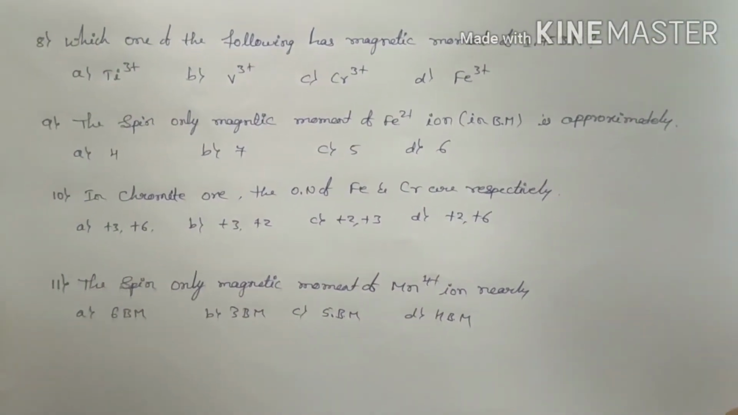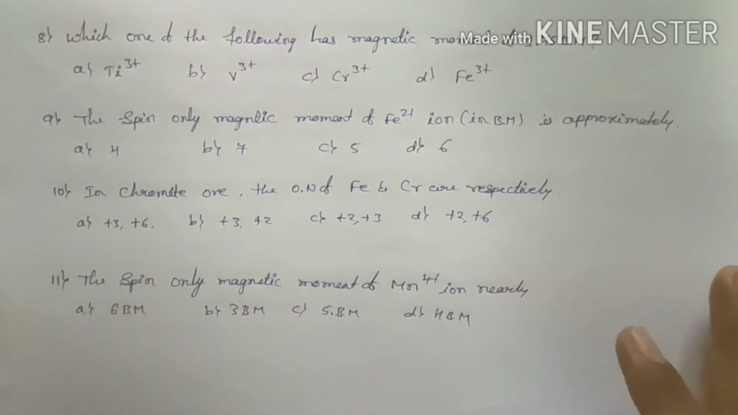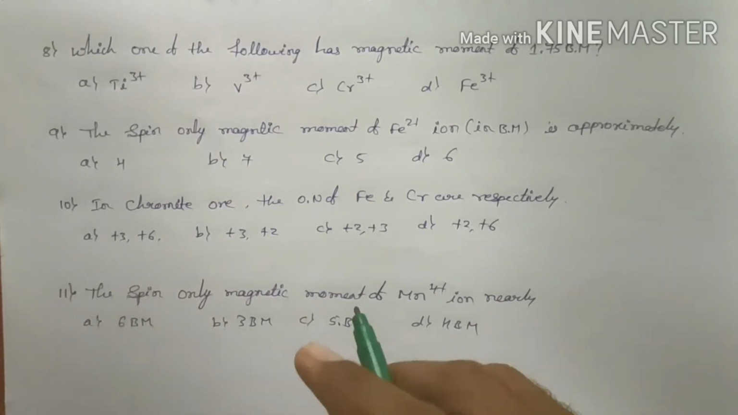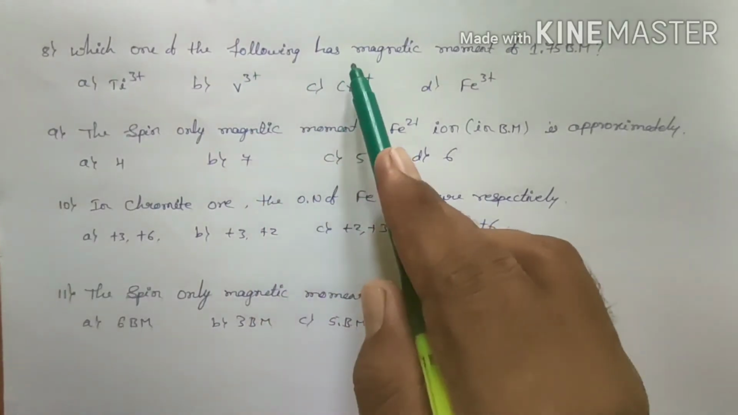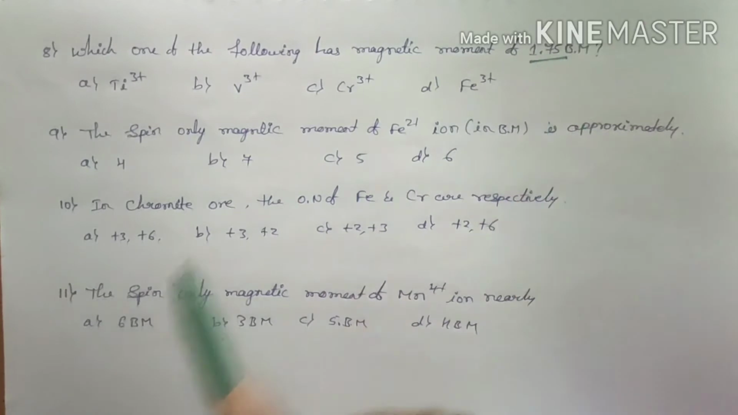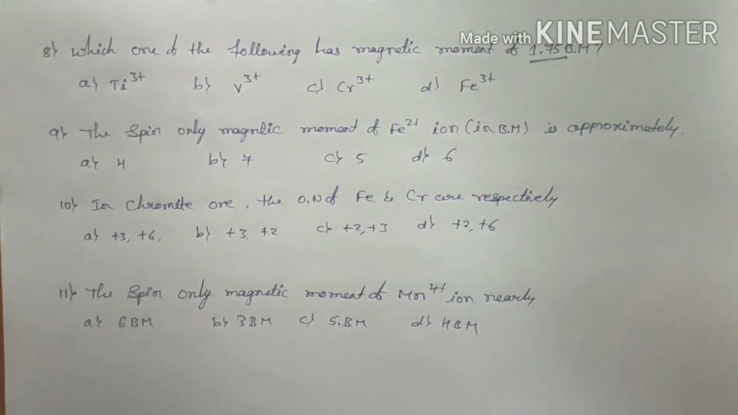Okay, you see all these questions, all are your previous year questions only. They are asked this type of questions only. Spin only magnetic, the present trend, they are asking like this problematic question only. Okay, which one of the following has the magnetic moment 1.75 Bohr magneton?